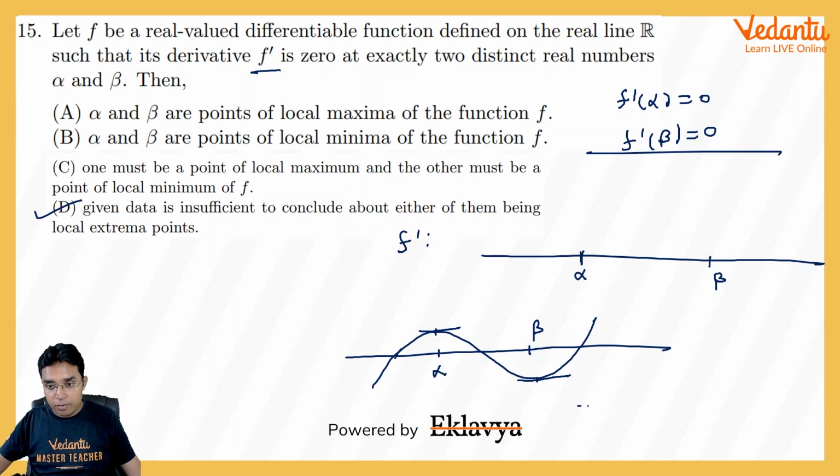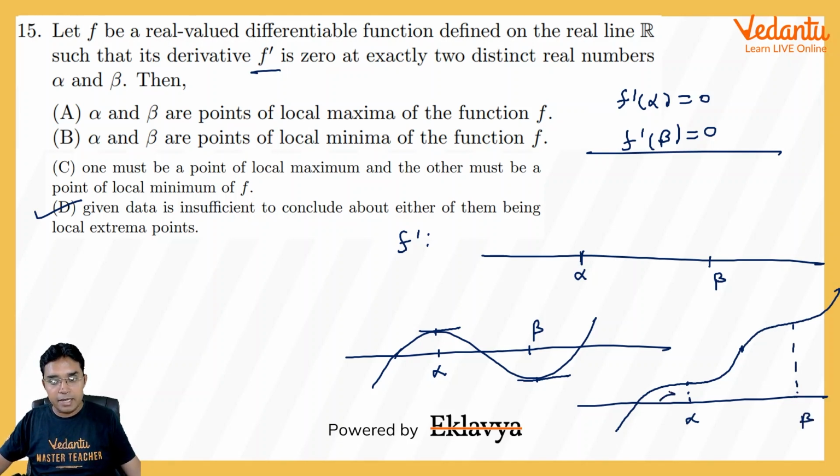But there could have been a possibility that you could have had a point of inflection at alpha, where my derivative is 0, and the same for beta also, where derivative is 0, but it is increasing before that also, it is increasing after that also. So at a point of inflection, derivative will be 0, but derivative will not be changing sign. That means you cannot conclude whether it will be a point of maxima or minima.